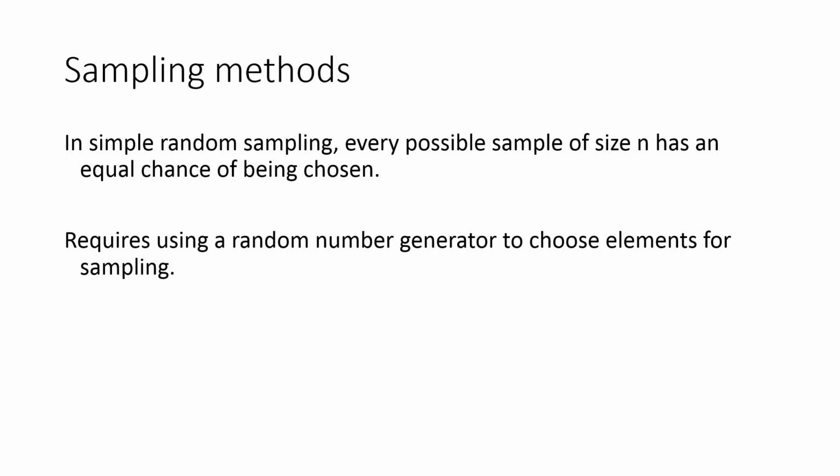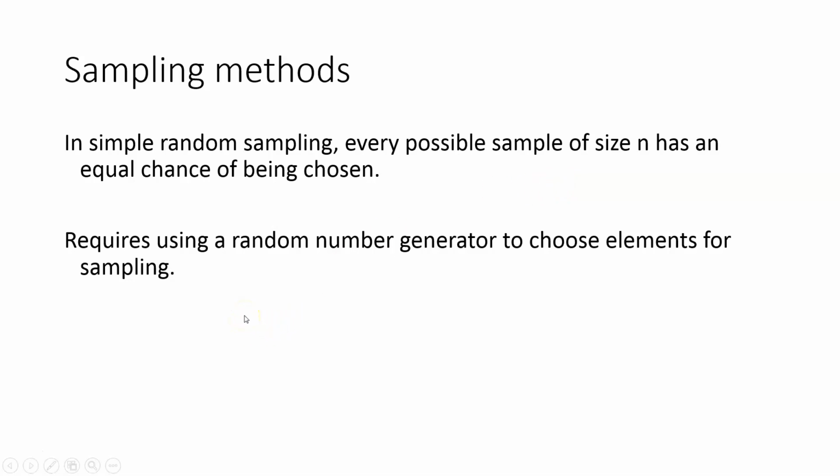So there are some different sampling methods that you should be aware of. The first is simple random sampling. In simple random sampling, this is the best kind of sample there is. This is the one where it's the least likely to yield a biased sample. With simple random sampling, every possible sample of size n, and n is another one of those letters that you should know, n always represents the sample size, has an equal chance of being the actual sample chosen.